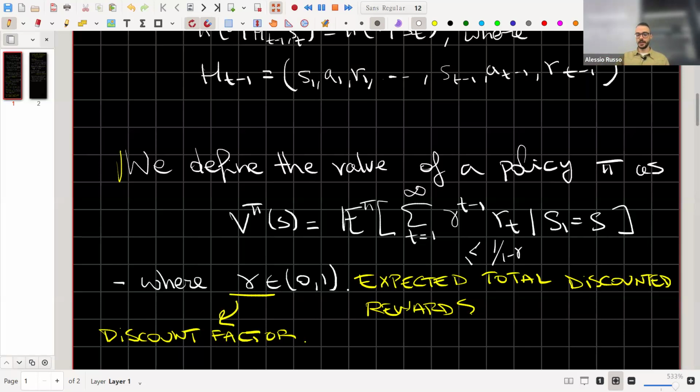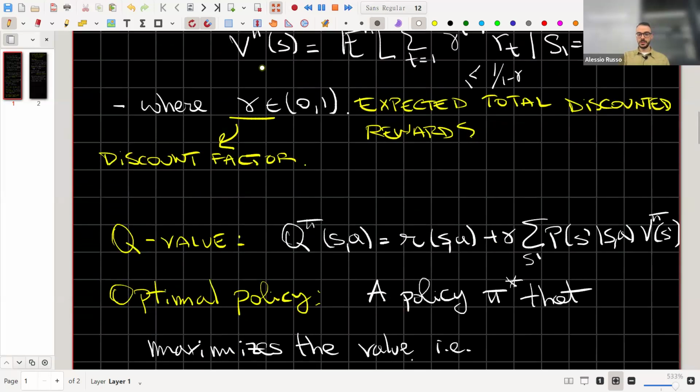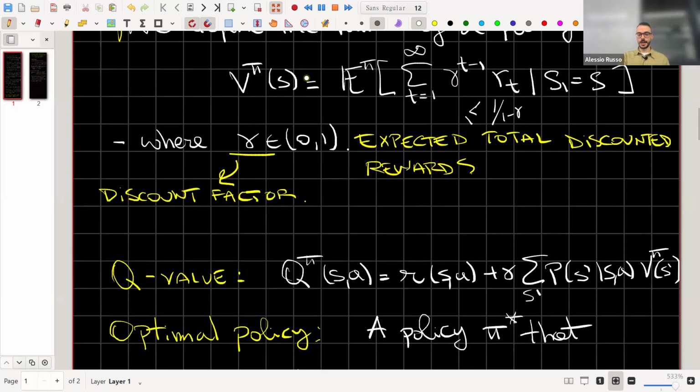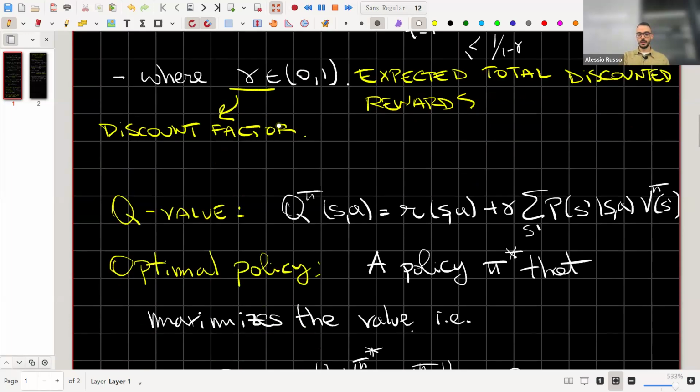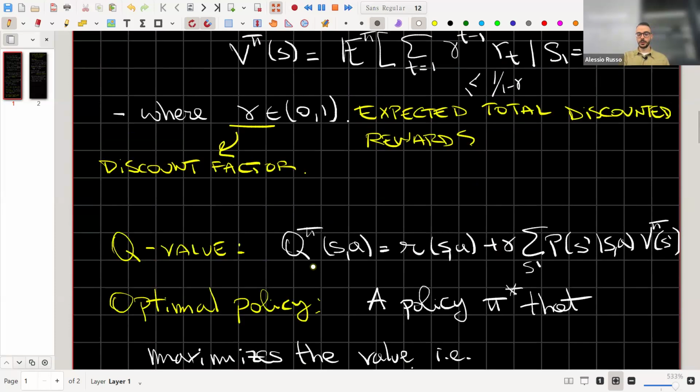So like in the bandit case, the main goal will be to identify what is the best policy. So the best policy is the one that maximizes the value in each state. So it's the one that maximizes the expected total discounted reward. From this value function, we can also write what is the Q function. So we can define the Q function in state s, action a to be the immediate reward that you observe plus the average value at the next step discounted by gamma.